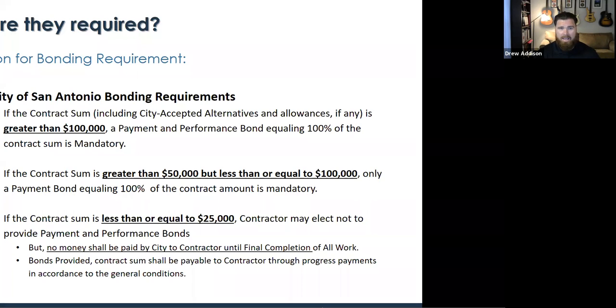Now, in the case that there is a contract that is less than or equal to $25,000, there is technically no requirement for the contractor to provide payment or performance bonds for the City of San Antonio. But what's key here is how the money is going to be paid out for that contract. In this case, no money shall be paid by the city to the contractor until final completion of work, assuming that you do not provide bonds. If you do post the bonds, the contract sum shall be payable to the contractor through progress payments.